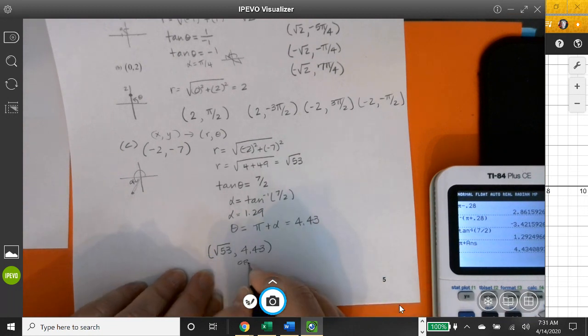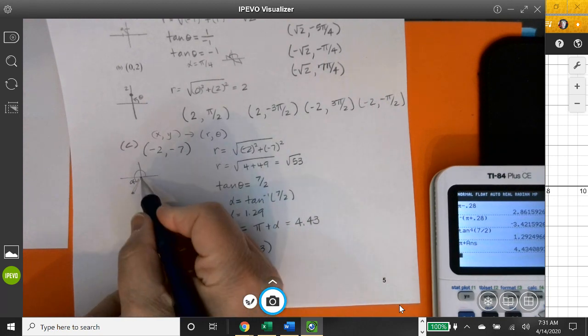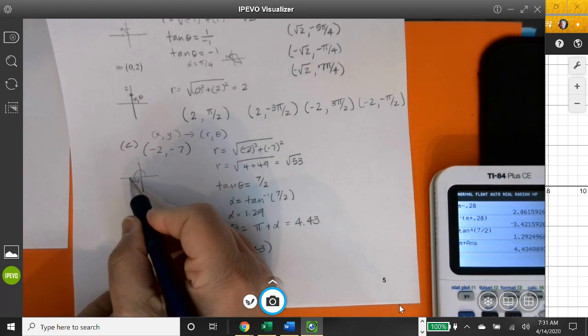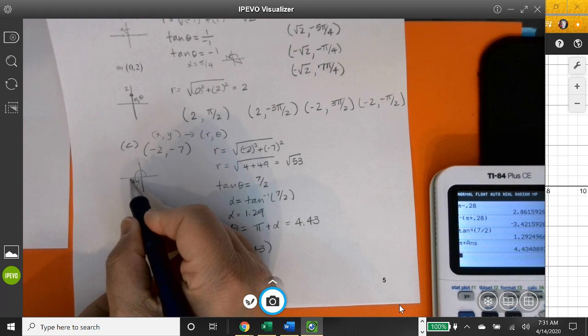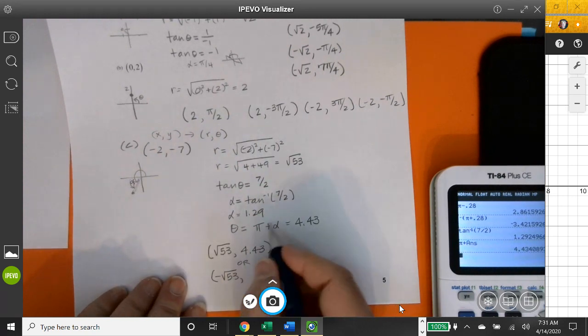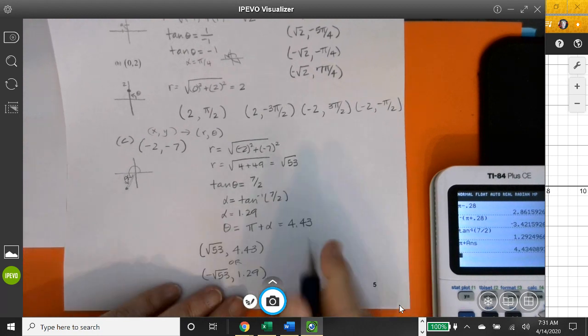Or we could say I'm going to rotate out negatively, root 53. Go out radially negative root 53. And if I rotate in the counterclockwise direction, that would be a positive angle, and then I could use my alpha, so that would be 1.29. And then what are my other points?